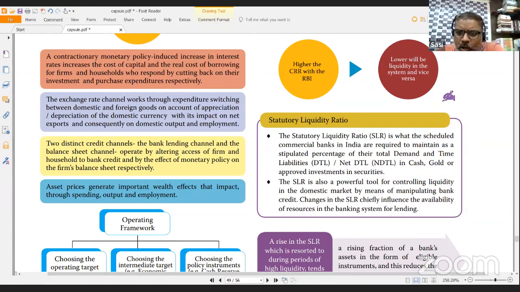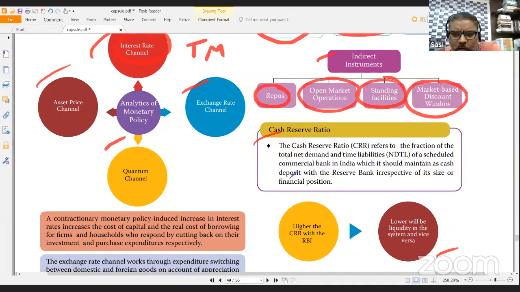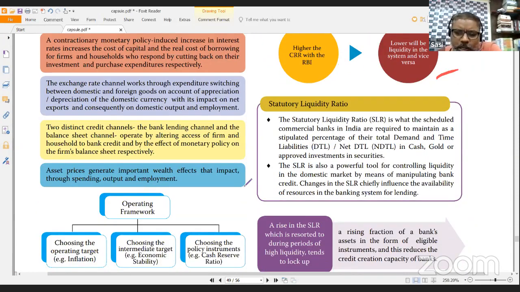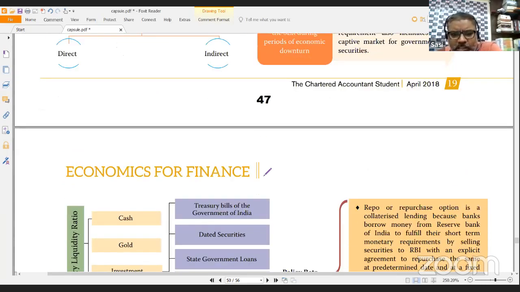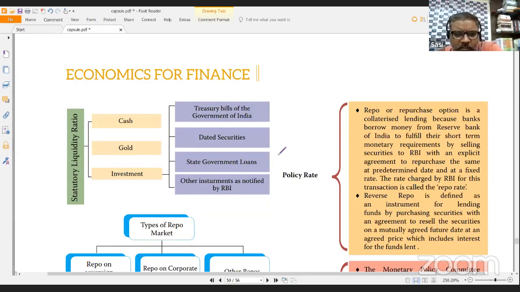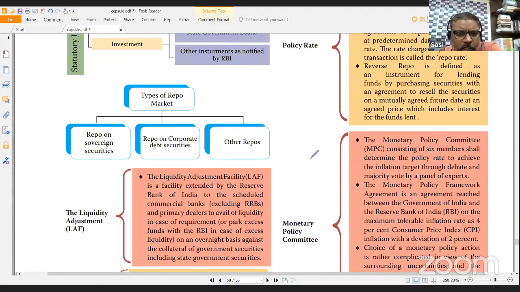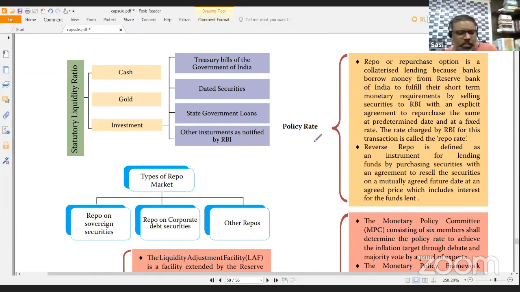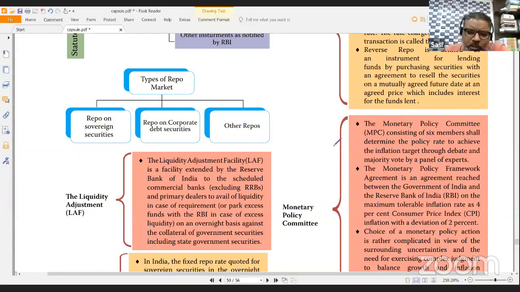Higher the CRR, lower the liquidity in the system, and vice versa. So let us say an increase of CRR, can we say it is a contractionary monetary policy? Yes. A decrease of CRR is an expansionary monetary policy. The same logic applies to SLR also. If an increase of SLR happened, that means it is a contractionary monetary policy. If a decrease of SLR happened, that is an expansionary monetary policy. CRR and SLR are ultimately completely in the hands of RBI. RBI has the power to change them, increase them, decrease them according to its monetary policy decisions. And there are other types of policies also, as we discussed.